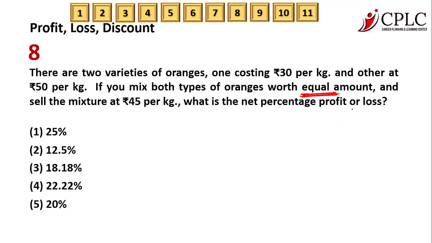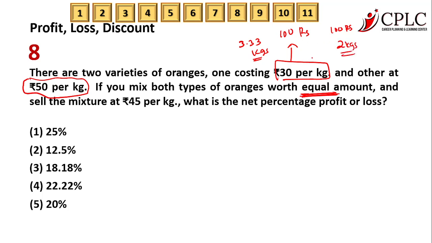Now what happens here is you can assume any random number also. The only challenge probably is that the calculation can be a little bit tougher. For example, if you assume that for both varieties you are taking 100 rupees, but the first variety the price is 30 rupees per kilo. So in 100 rupees you will get 3.33 kilos, which makes it a bit difficult. The second variety is simple, 50 rupees per kilo. So in 100 rupees you will get 2 kilos.